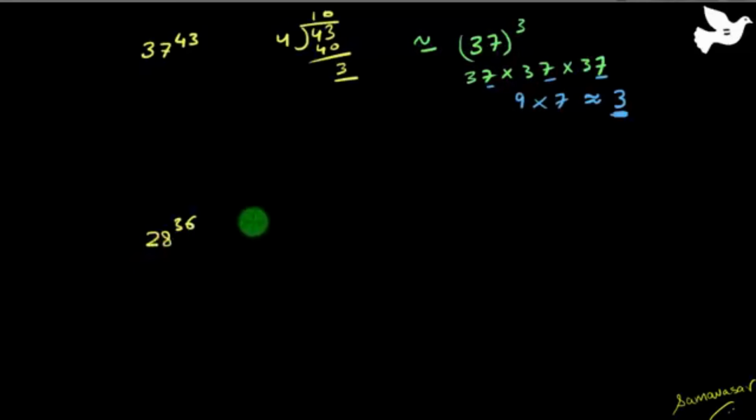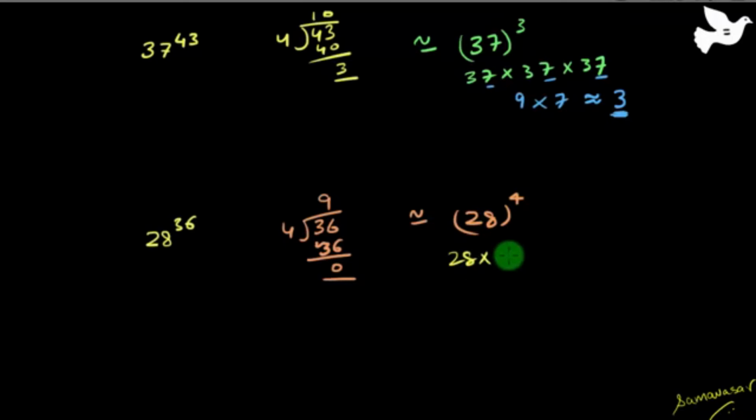28 raised to the power 36. Now 36, as you can see, is divisible by 4. So in this case, as I told you, if it is divisible by 4, you can't take 0. So the unit digit will be the same as 28 raised to the power 4. So again, this is 28 into 28 into 28 into 28.